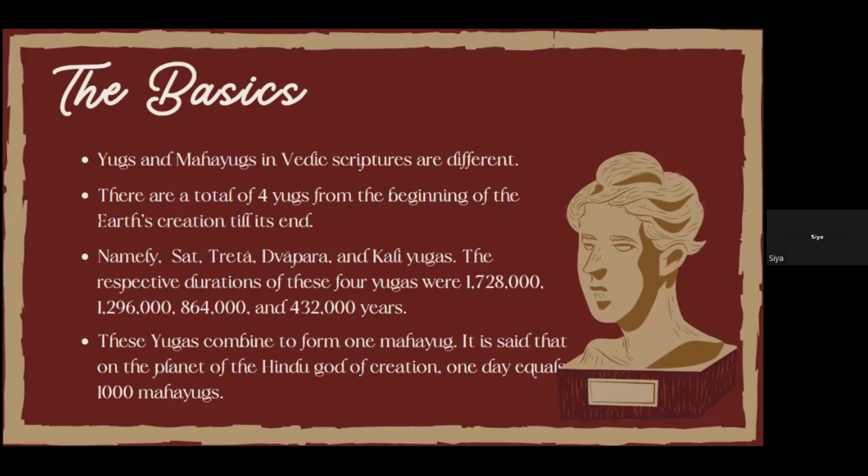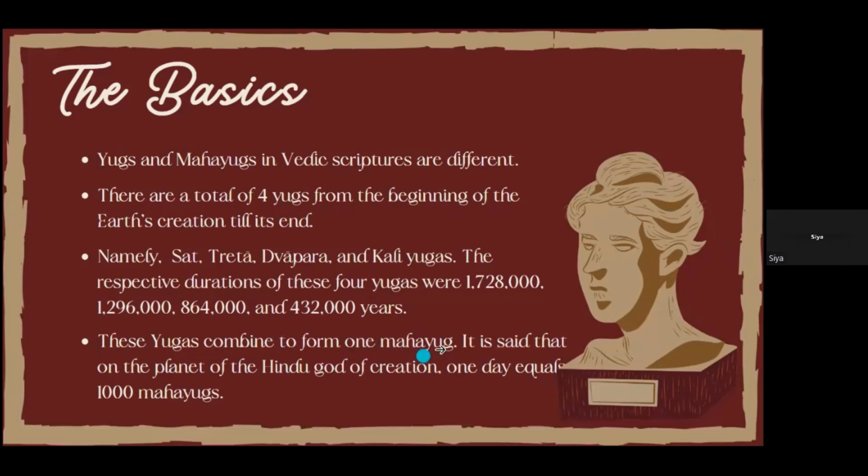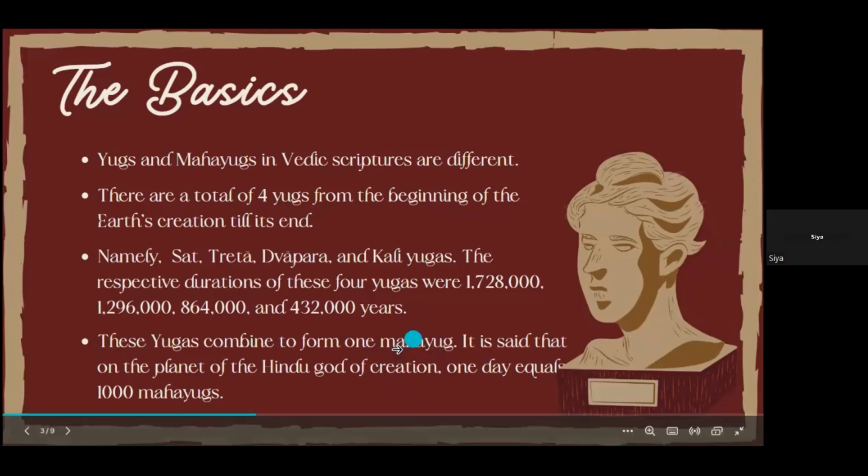So this entire period from Satyug to Kali Yug is known as one Mahayug. I don't know if you can see my pointer or not. We can. So it combines to form one Mahayug, and in Hinduism there is a god Brahma, and he is the god of creation. It is said one day for him is equal to 1,000 of these cycles of creation and destruction.